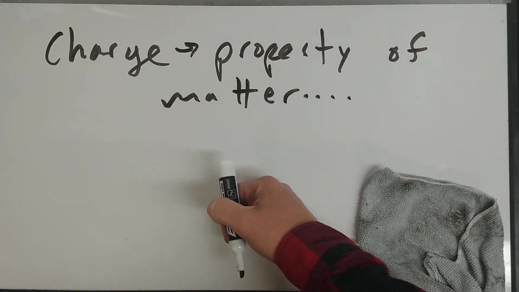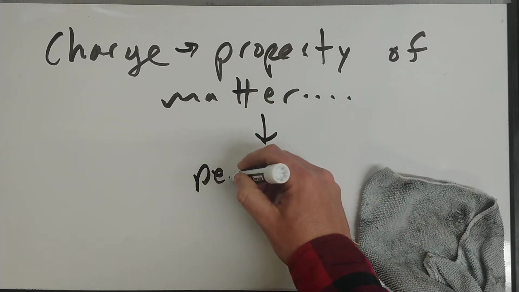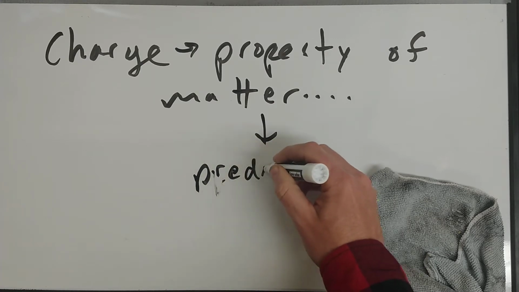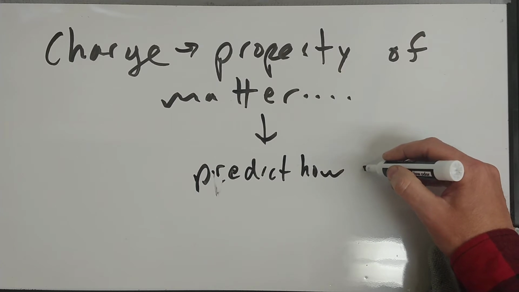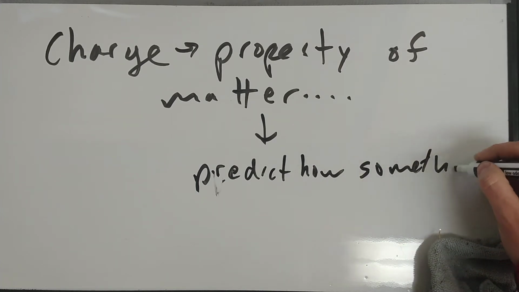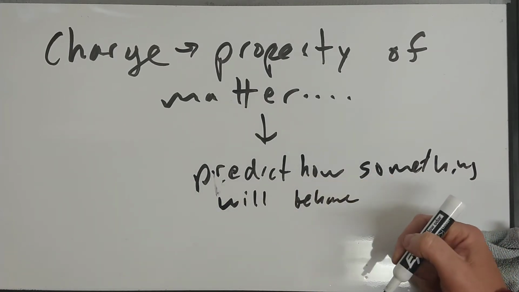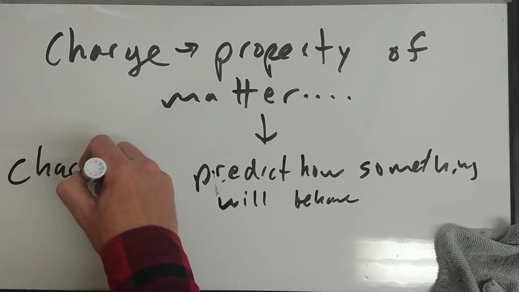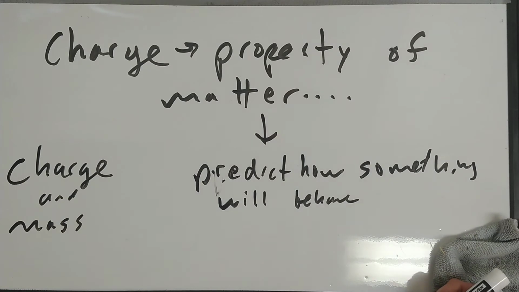It helps us predict how something will behave. It's actually a fundamental property of matter. The two fundamental properties are pretty much charge and mass. Charge and mass are two fundamental properties of matter.